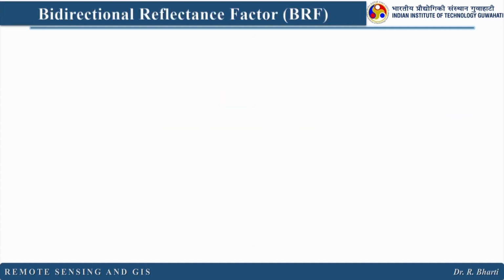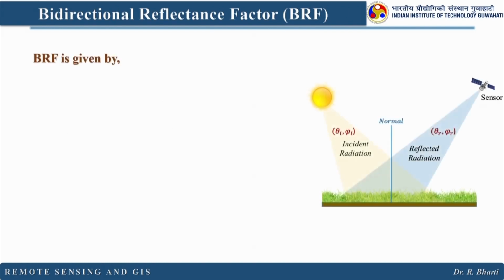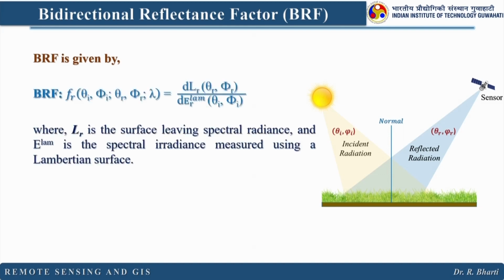So, in the next slide I will tell you what is BRF. In BRF this remains the same, but the only thing is there is a new term added, Lambertian. Here we capture the radiance reflected values using this sensor. Now, how do we measure this irradiance? That is different here, because if you remember, I explained the concept of a Lambertian surface.